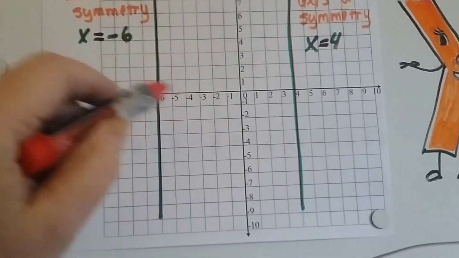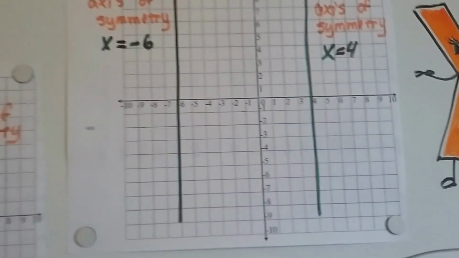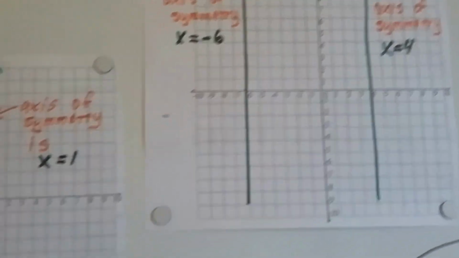But it's negative, so it's going to open downward, isn't it? It would be like here or here. So it's shifting over, see? It's translating.